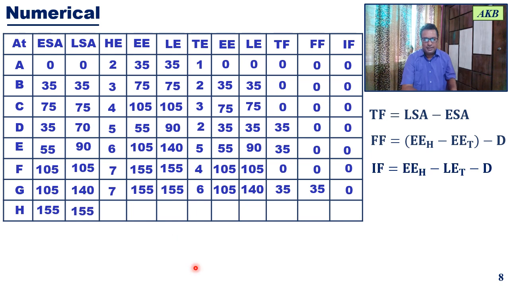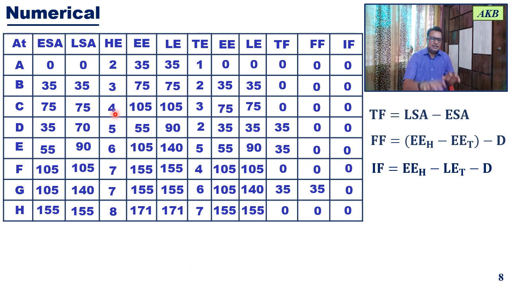Okay, so for activities A, B, C, F and H, what is the case? Total float is 0, free float is 0 and independent float is 0, and therefore these activities will lie on the critical path. And which is the critical path? 1 to 2, 2 to 3, 3 to 4, 4 to 7 and 7 to 8. So all these activities will fall on the critical path. So in this way, on this slide we have done how you can use values of floats to identify activities that are lying on the critical path.